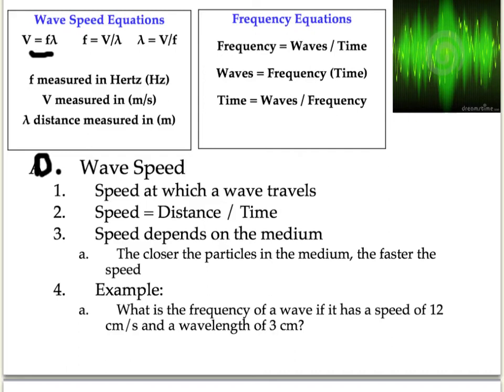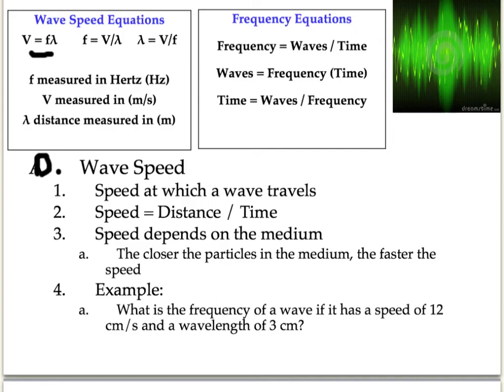So again, like we did when we studied oceans, we want to determine what we're solving for. That'll lead us to what equation we need to use. The second box on the right, the frequency equations, tells us that frequency is equal to number of waves divided by time. Again, the equations that are below it are just variations of that same equation.